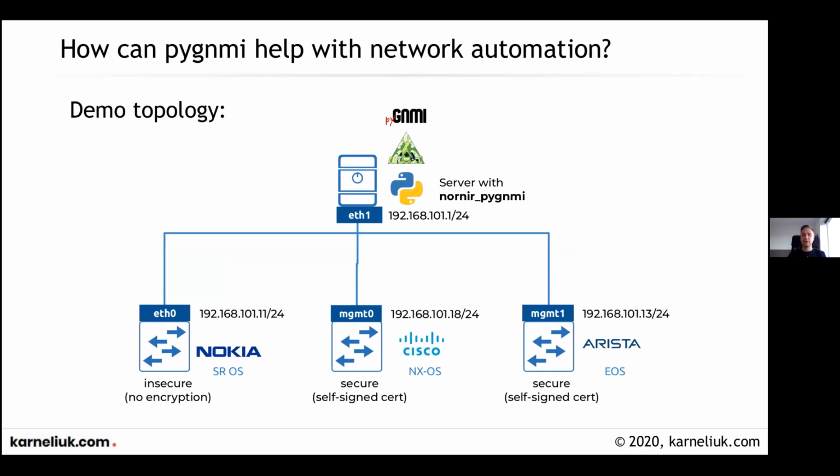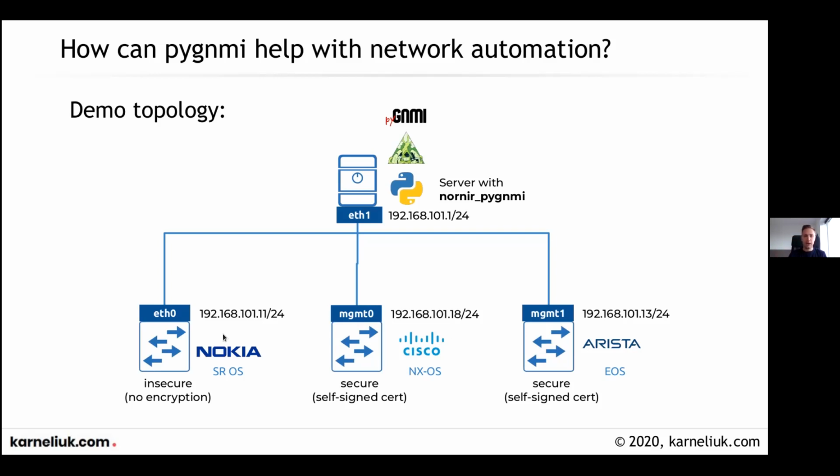And we have 3 networking devices running different operating systems: Nokia SR OS, Cisco IOS XR, and Arista EOS. Nokia is running in insecure mode, while Cisco and Arista are running in secure mode. Both of them have self-signed certificates, which will require us to specify some extra parameters to deal with self-signed certificates. And Nokia is running in insecure mode, again, to give us the possibility to show you various connectivity types.